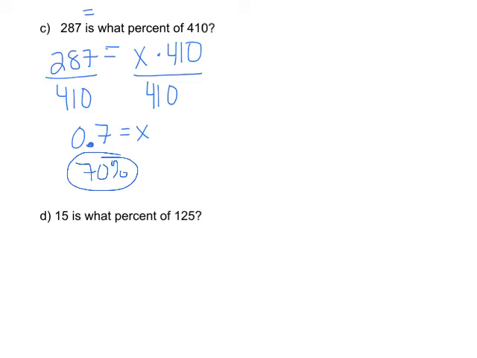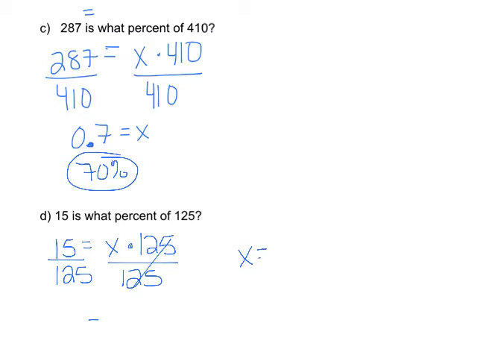So go ahead and pause the video, and I want you to try this one on your own. So I'm going to have that 15 equals what percent, I don't know that percent, times, for of, 125. I'm going to divide by 125 on both sides. And I'm left with X equals 0.12. And then I need to change that into a percent, so I'm going to get 12% because I'll move my decimal to the right 2 places.